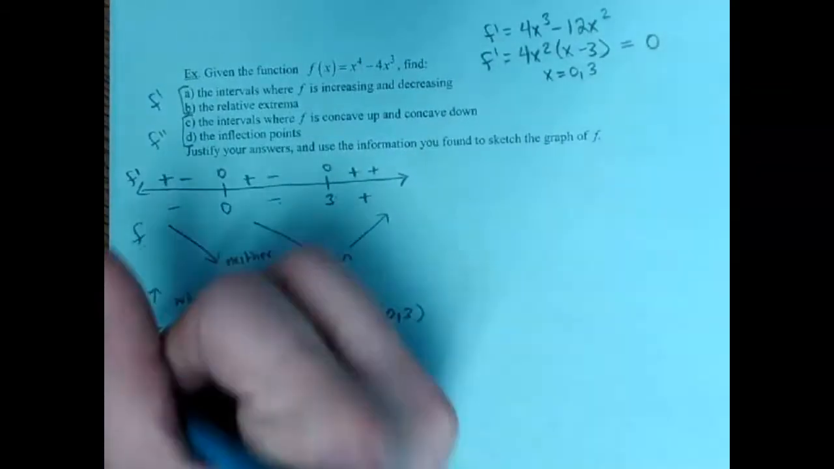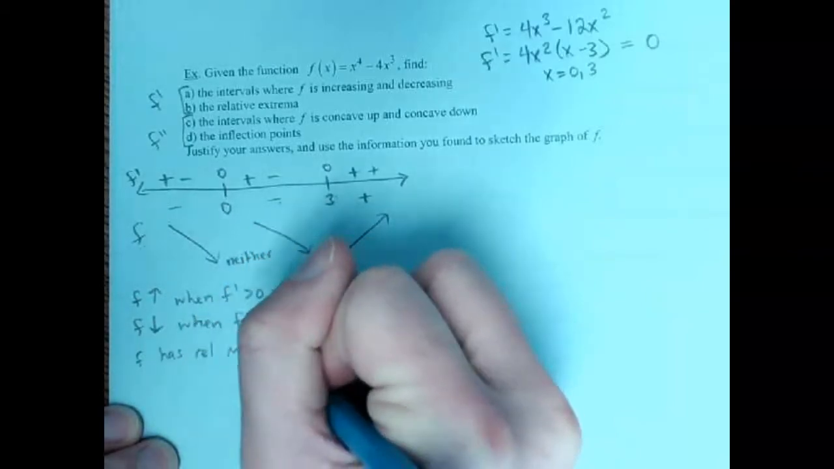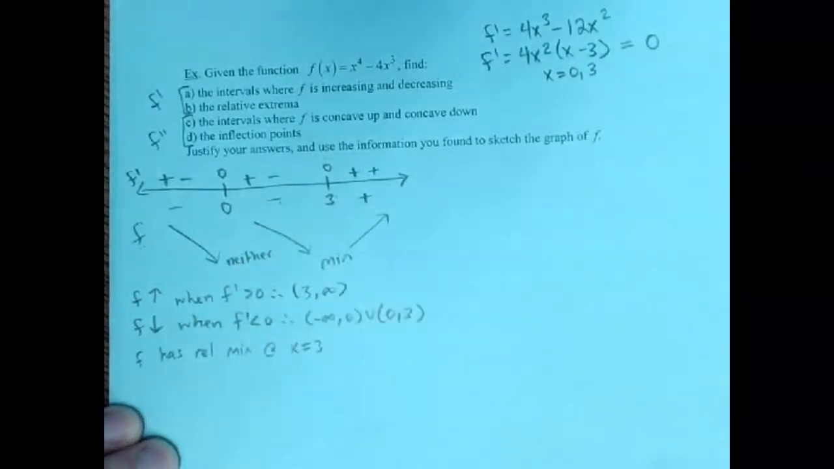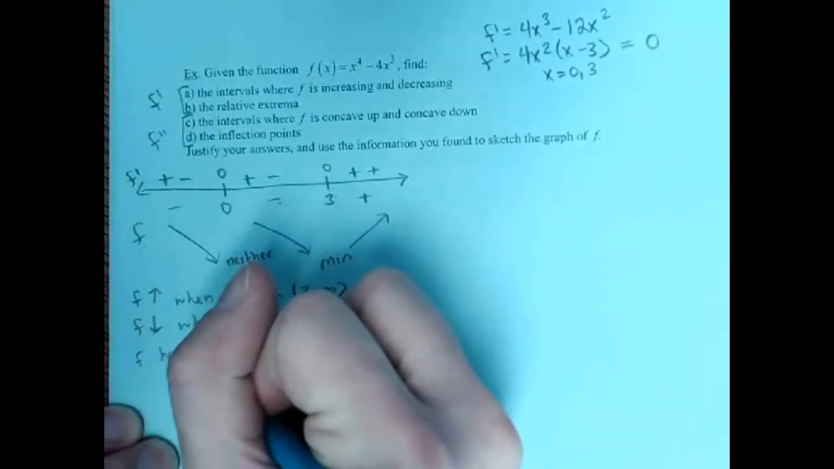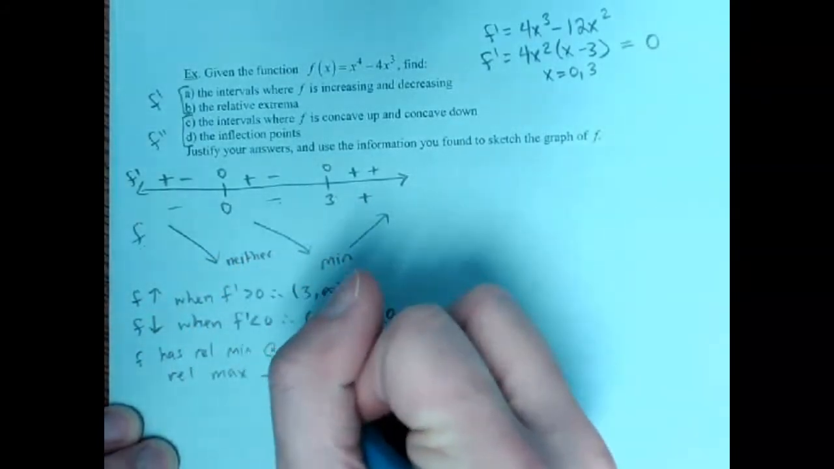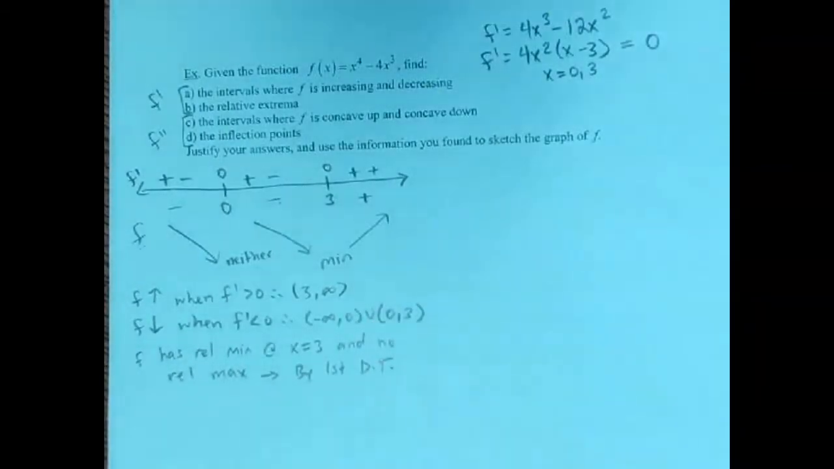Okay, let's see. F has a relative min at x equals 3 and no relative max. And again, that's all by the first derivative test. So we've got all the answers for A and B. Now we're going to do that same process, but instead of using the first derivative and its sign chart, we're going to use the second derivative and a new sign chart. And that second derivative sign chart is going to answer C and D.